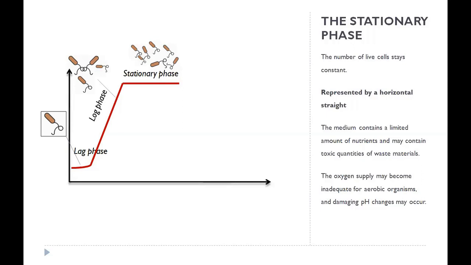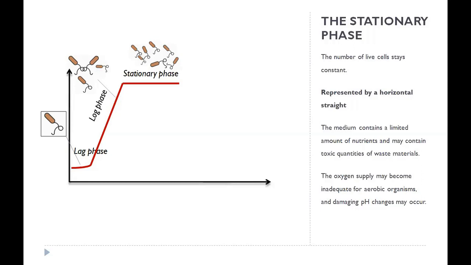So what is happening in stationary phase? The total number of organisms is kind of remaining fixed or constant, because cells are getting generated, cells are multiplying, but at the same time, approximately equal amount of cells are dying as well. So that is how the bacterial population enters the stationary phase.